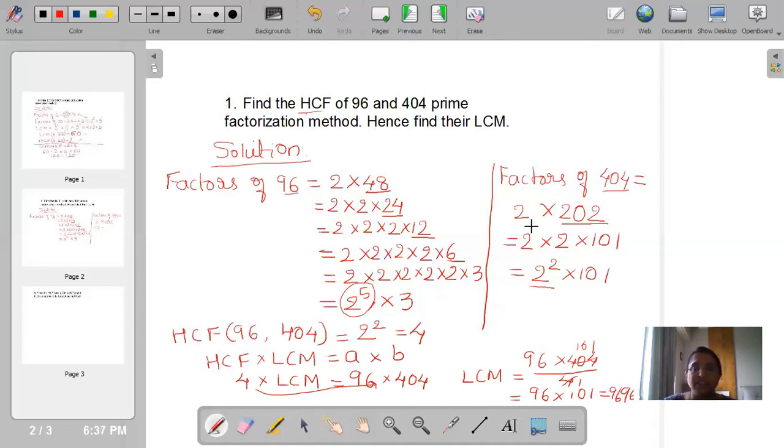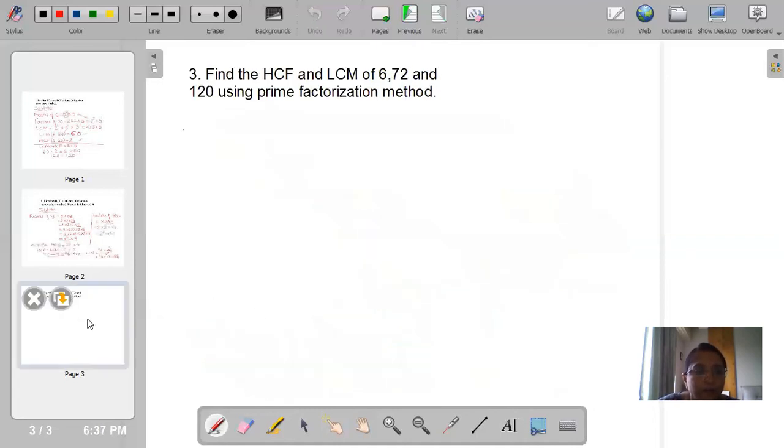We can check this by multiplying 96 and 404. That answer should be LCM into HCF. Okay. In this way, we can solve the examples. Let us consider one more example. Find HCF and LCM of 6, 72 and 120.